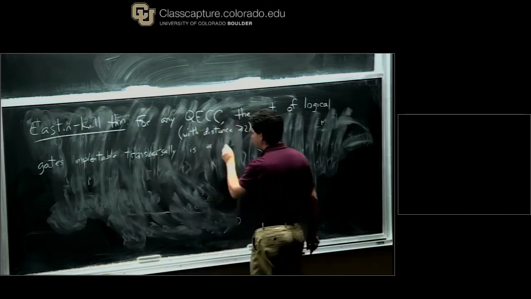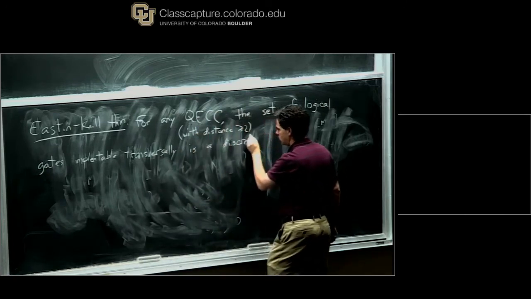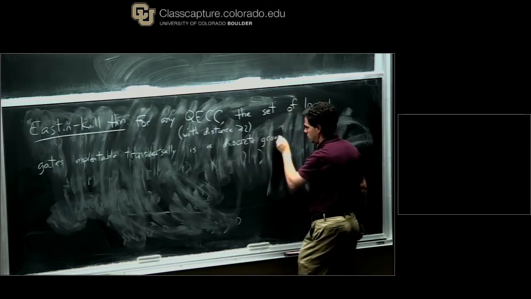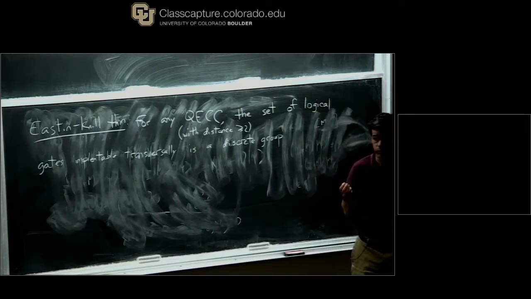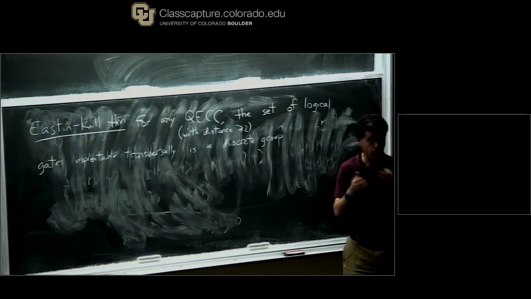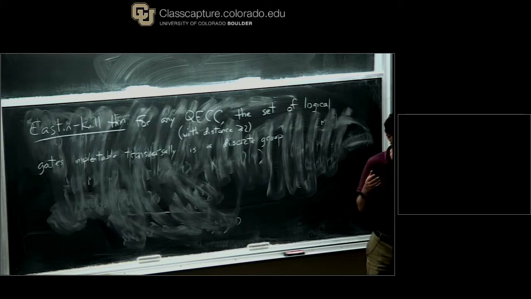Is a discrete group. In particular, it's a finite group. And what that means is that it cannot be a universal set of gates, right? Because with a universal set of gates, you could take products of them, that would be the group generated by those gates, and get arbitrarily close to any unitary. But there's infinitely many unitaries. To get arbitrarily close to any unitary, you need an infinite set. And so we're never going to be able to do that as a consequence of the Eastin-Knill theorem. We're never going to be able to do that with transversal gates.